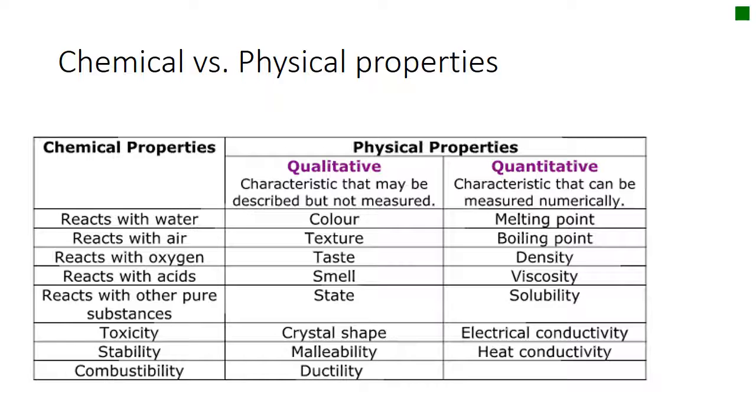A chemical property, on the other hand, can only be observed by changing the chemical identity of the substance. So chemical properties, you have to test them in the lab. Does it react with water? Does it react with air, with oxygen, with acids, with other pure substances? How toxic is it? How stable is it? Does it burn easily? Those are chemical properties.